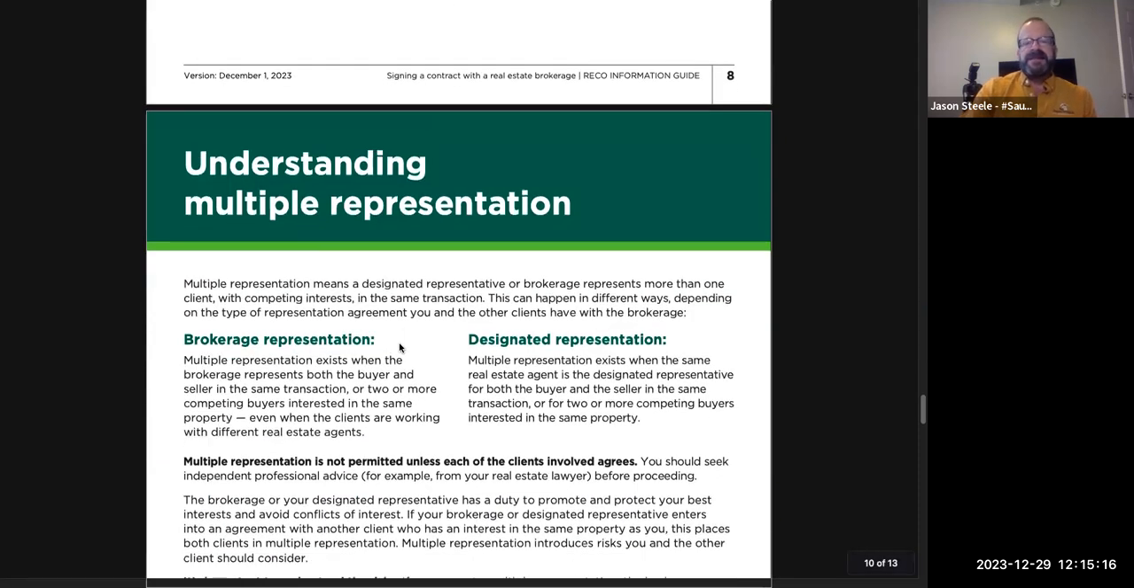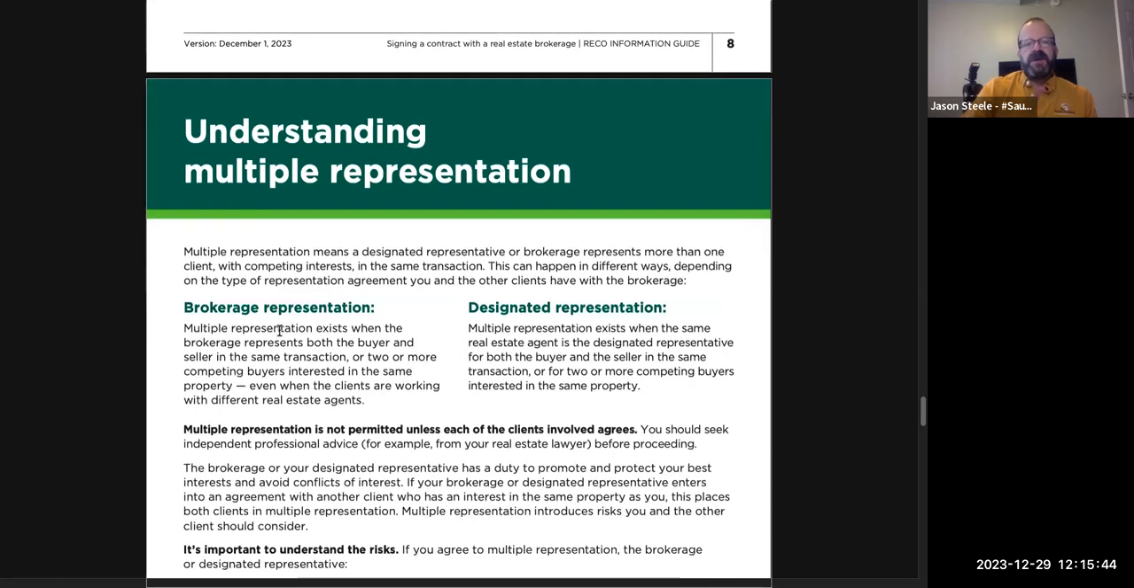Multiple representation means a designated rep or brokerage rep represents more than one client with competing interests in the same transaction. This could be two buyers. Sorry, this could be I'm representing two buyers on another property, or I'm representing one or more buyers on my listing. That is multiple representation.